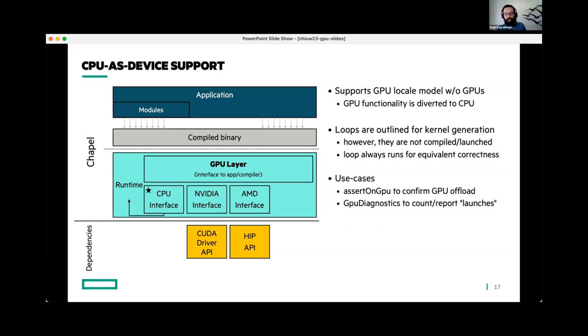But what this enables is you can use this assert-on-GPU functionality that I mentioned before. So you can write your loop and make sure that it's GPU eligible without actually testing it on a GPU, or you can similarly use the GPU diagnostics module for the same purpose.